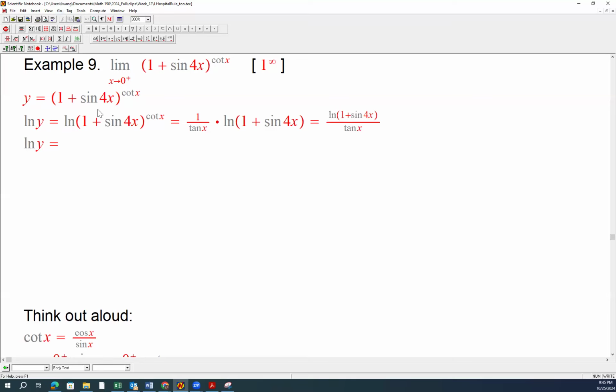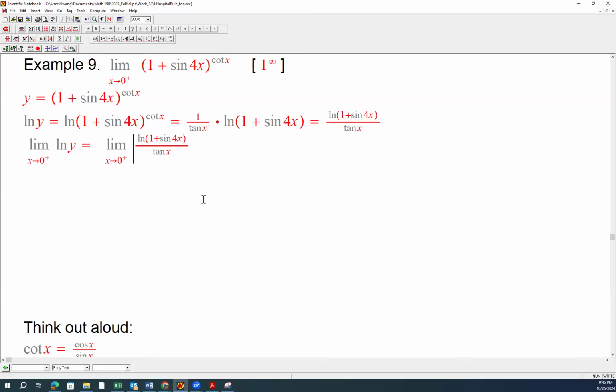In particular, when x is approaching 0 from larger than 0, we take the limit on both sides. The top is approaching 0. The bottom is also approaching 0, since tangent 0 equals sine 0 over cosine 0. So we can apply L'Hopital's rule. That's great news.